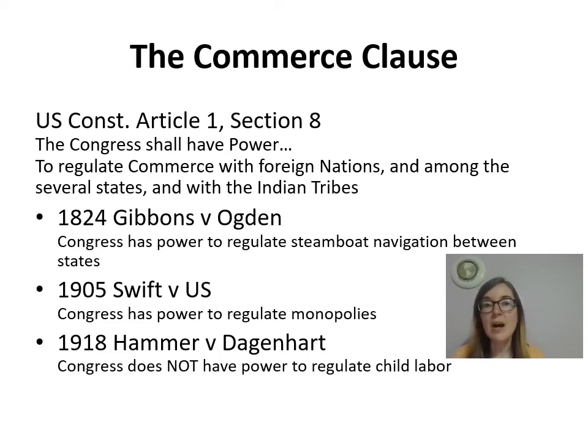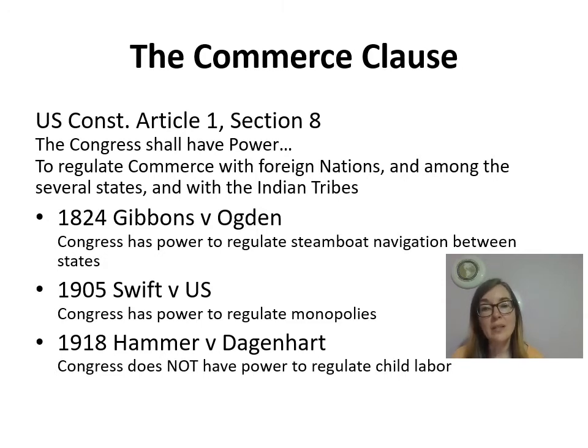So in the era of dual federalism, you have three cases here. Gibbons v. Ogden was about steamboat navigation between New York and New Jersey. And the rule was, yes, Congress does have power to regulate this. This is navigation between states. This is interstate commerce. The Swift v. U.S. case was about monopolies and said, yes, okay, Congress does have the power to regulate monopolies.